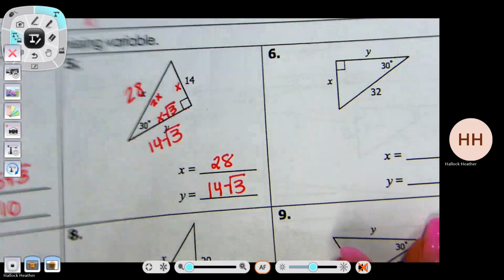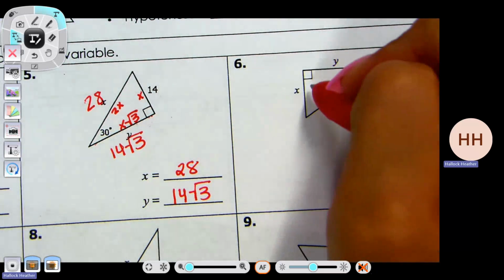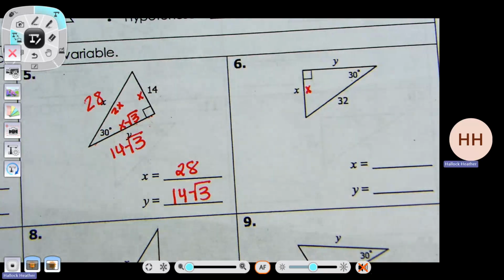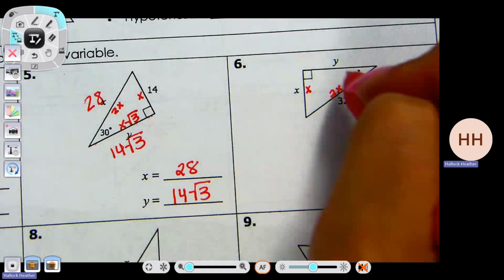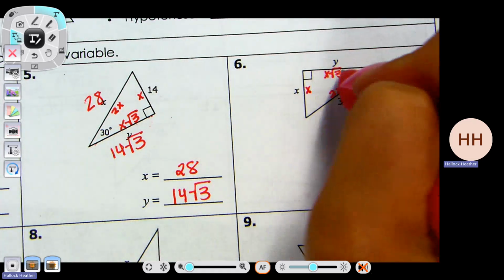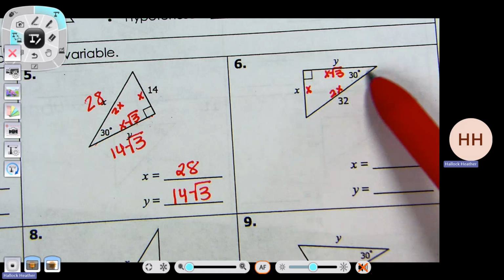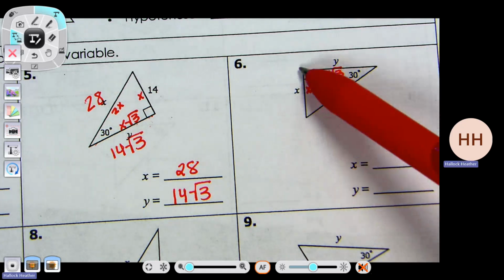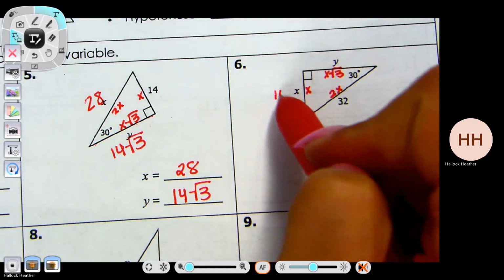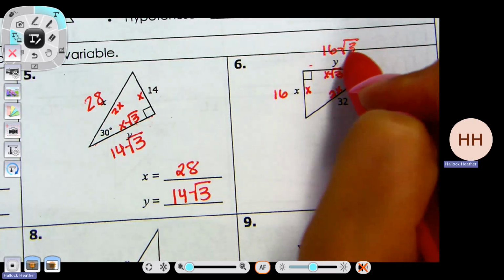Number 6, same thing. I'm going to start by just putting the formula inside the triangle. So X is your shortest side. Your hypotenuse, the diagonal, is 2X. The height of the triangle is X square roots of 3. So this one's a little bit different because this time I'm given the hypotenuse. The hypotenuse is 32, which is really 2X. So we're going to divide by 2. So how much is the base of the triangle? 16. And then what's going to be the height of your triangle? 16 square roots of 3.